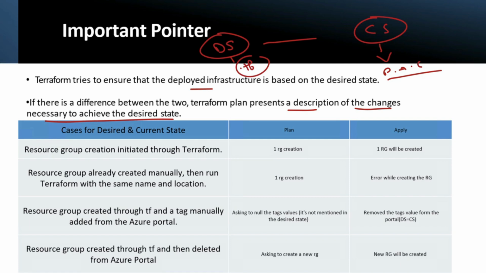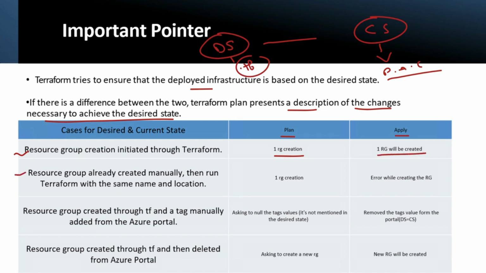Cases for desired state and the current state. What would be the impact on plan and apply? Resource group creation initiated through Terraform. In our Terraform configuration, we have mentioned that one resource group is going to be created. So what would be the plan? It will show one resource group creation. On apply, one resource group will be created.